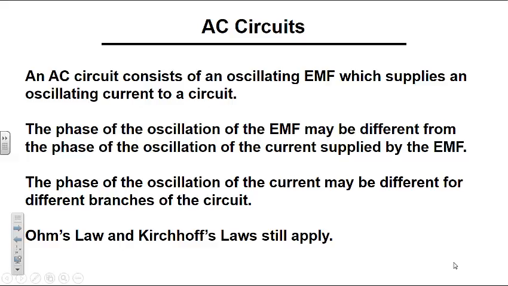An AC circuit consists of an oscillating EMF which supplies an oscillating current to the circuit. The phase of the oscillation of the EMF may be different from the phase of the oscillation of the current supplied by the EMF. Similarly, the phases of the oscillations of the currents in different branches of the circuit may be different from one another. However, Ohm's law and Kirchhoff's laws still apply.